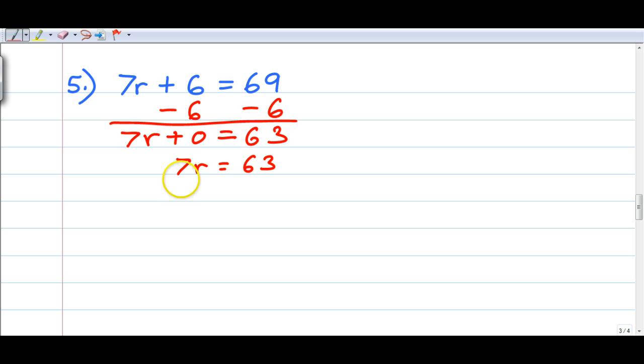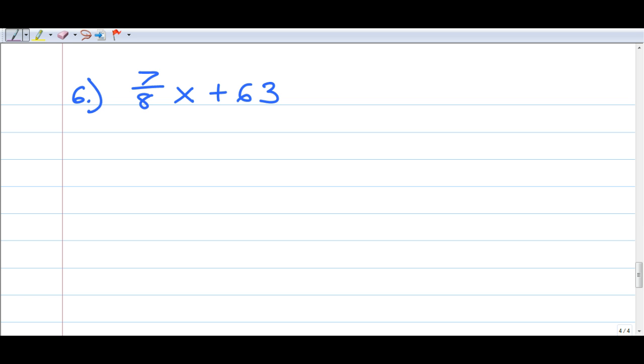In this case, what we're looking at is a 7 that is multiplying to the r, so we are going to divide this coefficient 7 to both sides to clear it. A 7 divided by a 7 leaves a 1, so we're left with 1r, or r, on the left side. Then we want to divide the 7 into the 63. 7 goes into 63 9 times. So we're left with r equals 9. If we wanted to check this problem, we can take the r, which is equal to 9, and plug it back into the original equation and solve as a check.